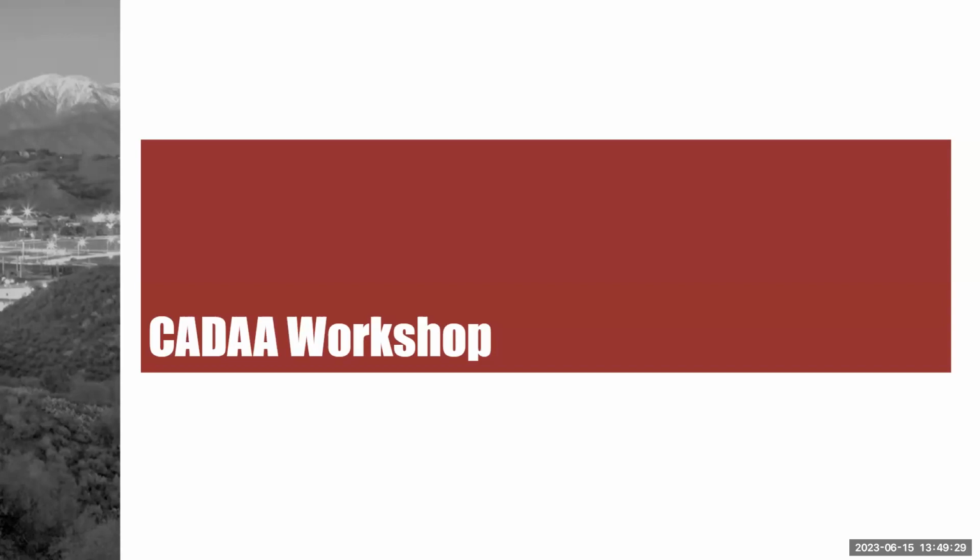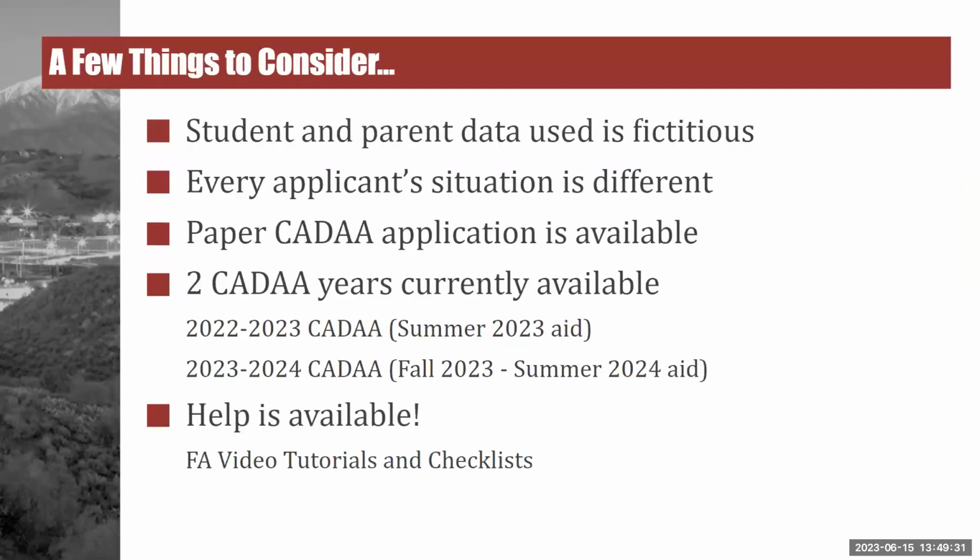Before we look at the online DREAM Act application, we would like to review a few disclaimers. Here are some things to consider. The student and parent data we will be using is completely fictitious. We will not be using anyone's actual personal information. Also, every applicant's family and financial situation is different. This means that some of the questions and responses reviewed during this simulation may look different than your experience. We will try to offer general guidance regarding different scenarios, but please keep in mind that we might not cover a scenario that is applicable to your situation.